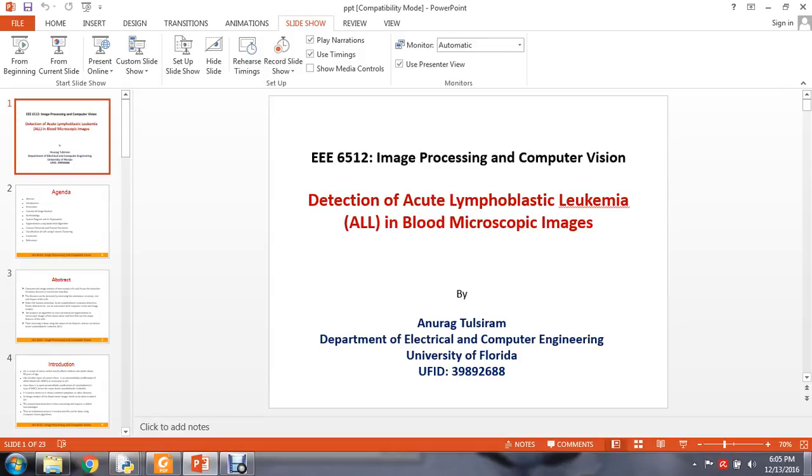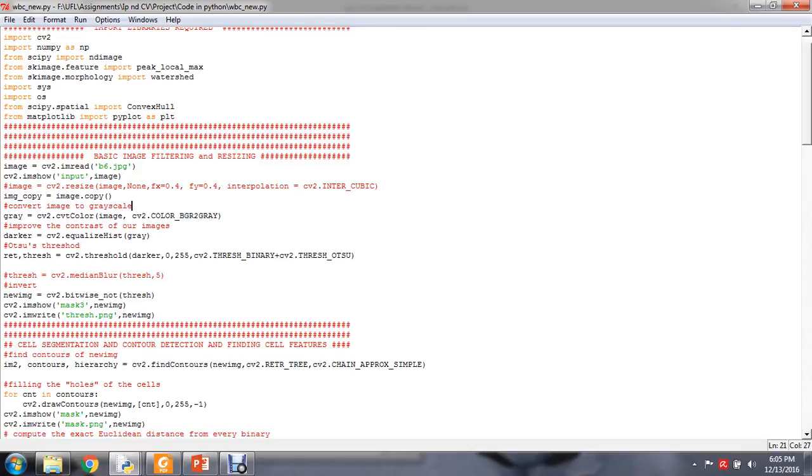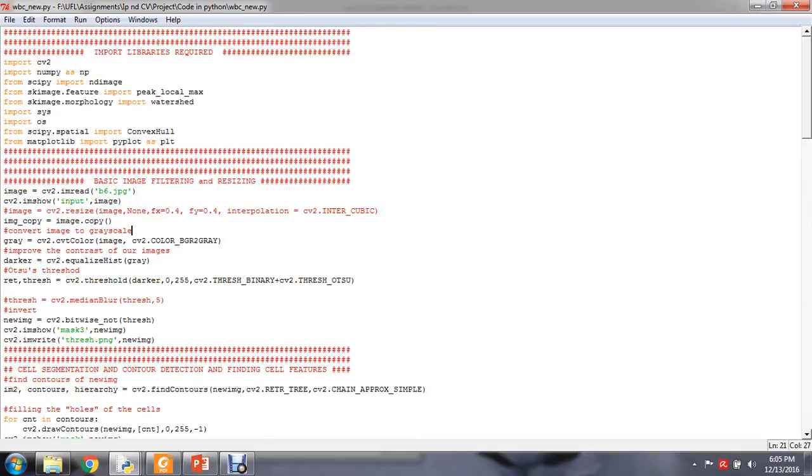Now I would like to give a demo of my project. I've implemented my project in Python. I've used various libraries like OpenCV, NumPy, etc. to implement the idea. So this is my code. Now I would like to run it.